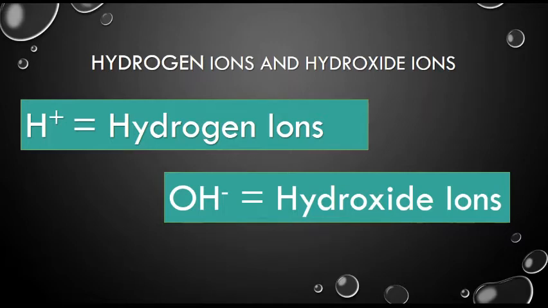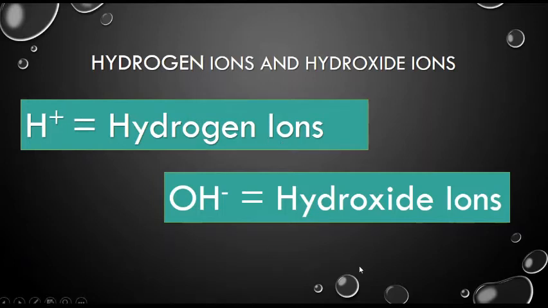A hydrogen ion is a hydrogen that has lost an electron and has a positive charge, and that's actually the definition of an ion. It's just a molecule or atom that has a positive or negative charge on it. So in this case, our hydrogen ions have a positive charge.